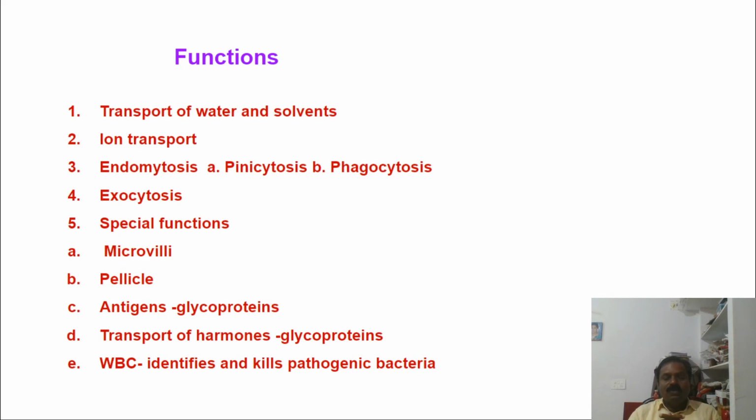WBC, white blood corpuscles. The white blood corpuscles are surrounded by the plasma membrane. This plasma membrane identifies the pathogenic bacteria and also kills the pathogenic bacteria. So whenever there is an infection in a human body or any organism, the WBC number increases to fight with the pathogenic bacteria. So this action is taking place with the help of the plasma membrane only.